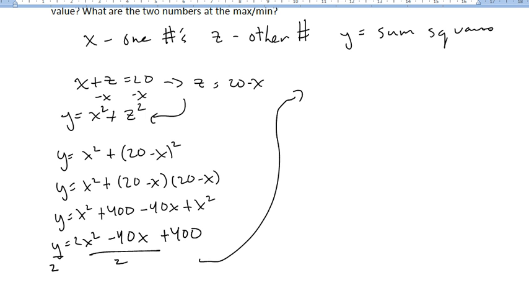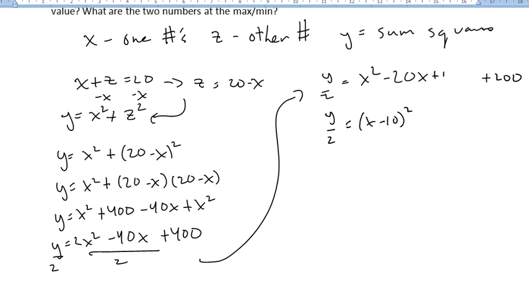Start up here again, so we get y over 2 equals x squared, and I should leave a space there with my plus 200. Save a line. So y over 2 is going to equal (x minus 10) squared. So that's going to be plus 100 minus 100. So that's plus 100. And now multiply both sides by 2.